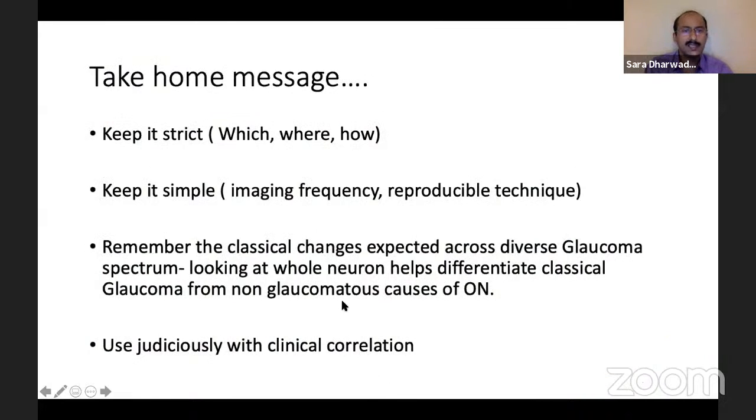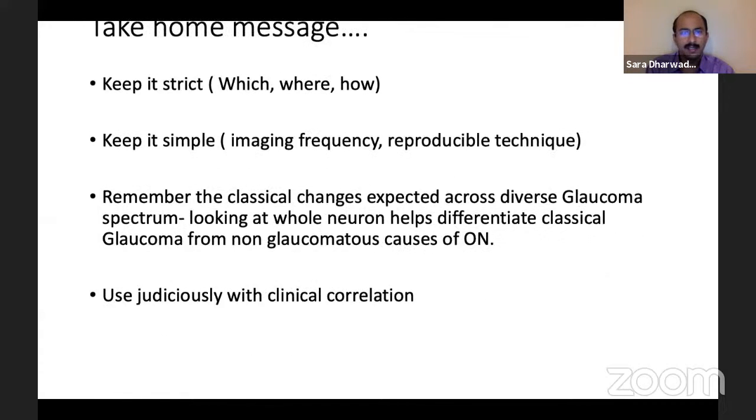So take home message is keep it strict. You have to know where to use, which machine to use, and how to use it. Keep it simple with the imaging frequency and reproducible technique of measurement. Remember that a classical change is expected across the diverse glaucoma spectrum. Looking at the whole neuron helps differentiate classical glaucoma from non-glaucomatous optic neuropathy, and used judiciously with clinical correlation, keeping in mind the normal variation and the media changes that can affect imaging.